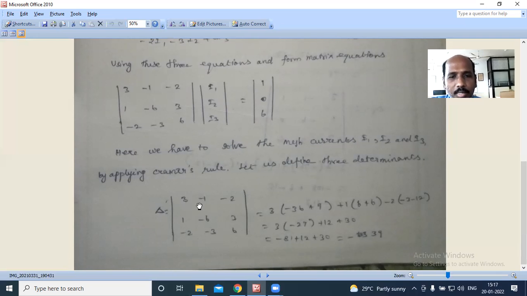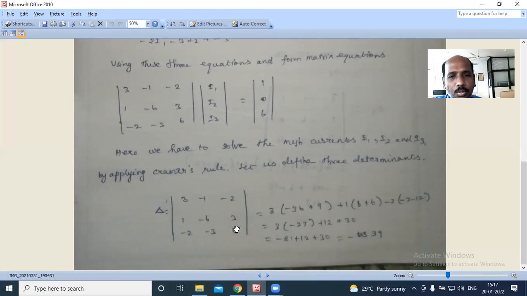3 into this one. Then minus of minus 1 into, so minus of minus is plus 1. In the matrix, the signs go plus, then minus, then plus. We should give the sign like that. So minus of minus is plus 1 here. Plus 1 into, you cross out this column and this row. Remaining values are 1 into 6. Then minus of minus 2 into 3, so plus 6.